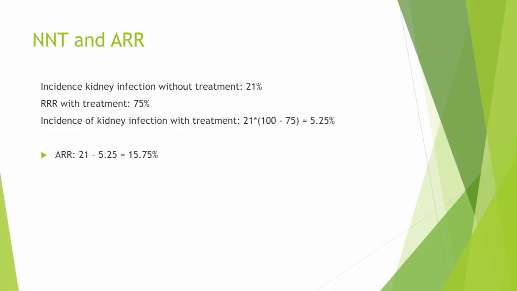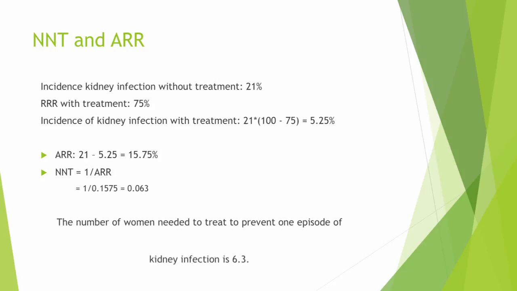Our absolute risk reduction is the difference in disease rate between our treated and untreated group, which in this case is 21 minus 5.25, or about 16%. Our number needed to treat is the inverse of the absolute risk reduction, which in this case is 0.063. So this means that the number of women needed to treat to prevent one episode of kidney infection is 6.3. And given the low risk of treatment and the high risk of disease, 6.3 is an acceptable number needed to treat. If the risk of treatment were higher, or the risk of disease was lower, we would need a lower number needed to treat to justify treatment.